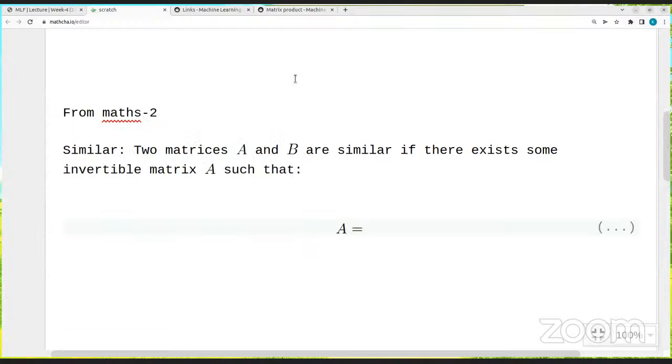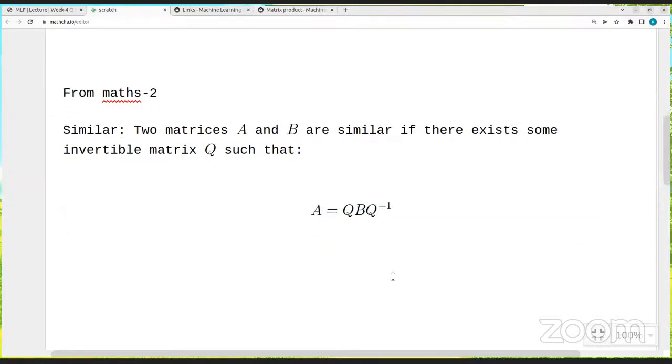You have written A there. Sir, did you mean invertible matrix Q? Yes, sorry. Okay, so is that right? Yes, sir. Okay, so this is what we mean by similar matrices.